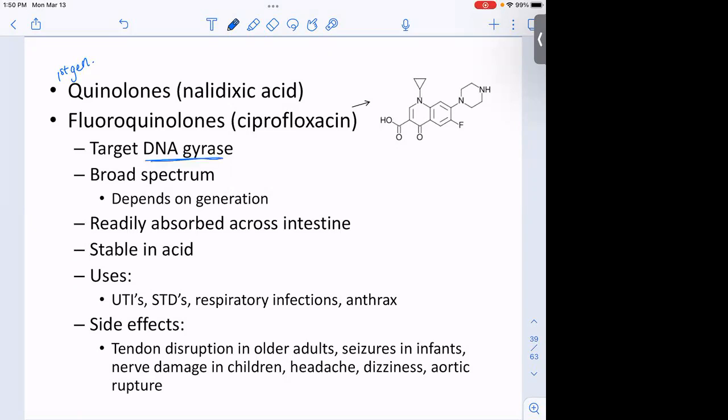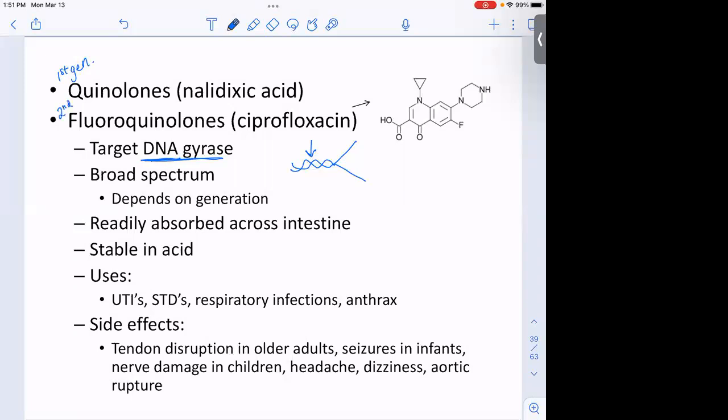So if you remember, here's the replication fork, DNA gyrase works upstream of that replication fork to relax the supercoils. The more and more you open up that replication fork, the more the DNA gets super twisted up. So DNA gyrase cuts those DNA strands, unwinds it, and seals it back together again. Both the quinolones and fluoroquinolones target that DNA gyrase.